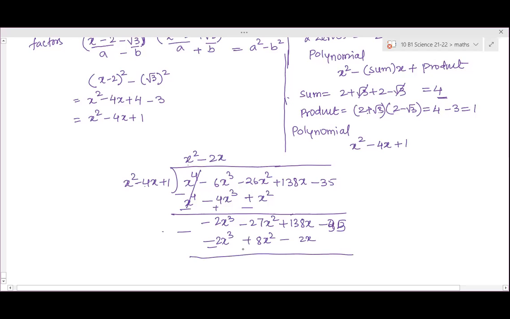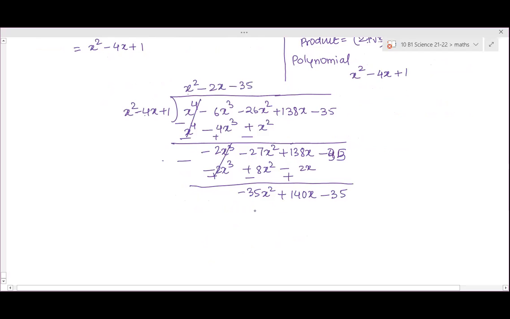Subtract, signs will change. This gets cancelled. Minus 35x square plus 140x minus 35. Quotient is minus 35. So minus 35x square plus 140x and minus 35. Sign change, cancel, 0. So you get the quotient as x square minus 2x minus 35.